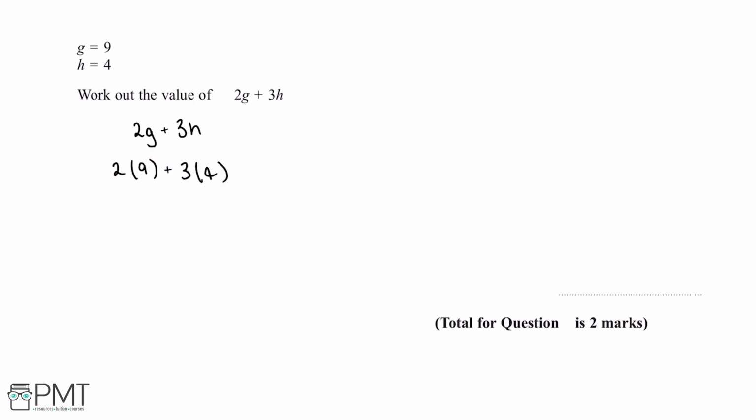So now what we can do is simplify this down. And for this we'll need to remember our BIDMAS rules. So we'll always do our multiplication before our addition. So 2 multiplied by 9 is 18. And then 3 multiplied by 4 is 12. And now the final thing we need to do is 18 plus 12, which gives us an answer of 30. And this is our final answer.